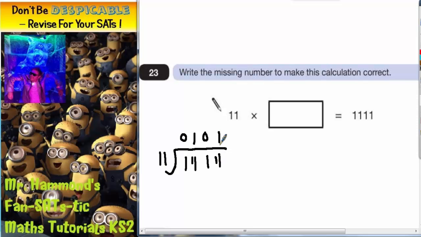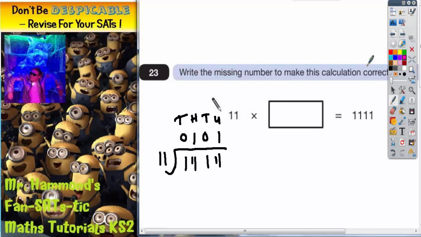So that's 1. Now, this may look complicated because there's lots of 1s and 0s, but actually, if you do it slowly, you've got your answer. So this basically means 101, because this is in the thousands column. This is hundreds, tens, and units. So the answer is going to be 101. So you can write that in there if you want.